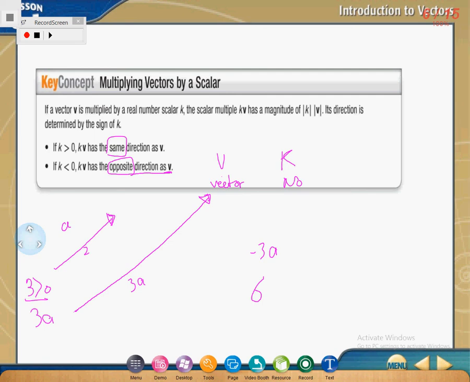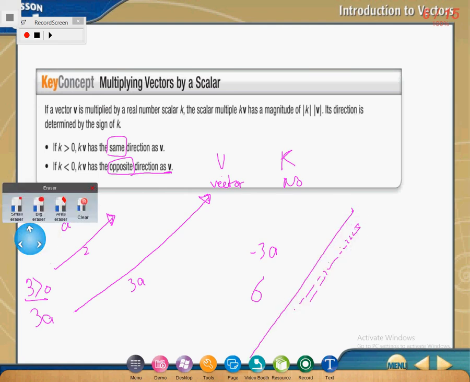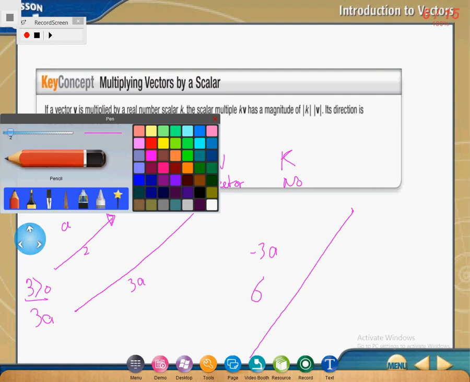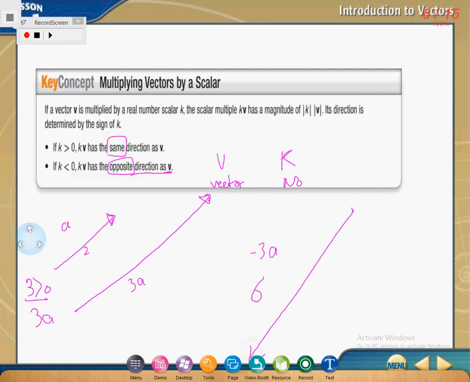This means I'll draw the same, but I will start down. Let me make it clear. So the magnitude is 6 again like the previous one, but with different direction. Can you see the difference now? This we call negative 3A. The vector is negative 3A. The negative sign is only for the direction, not for the magnitude.